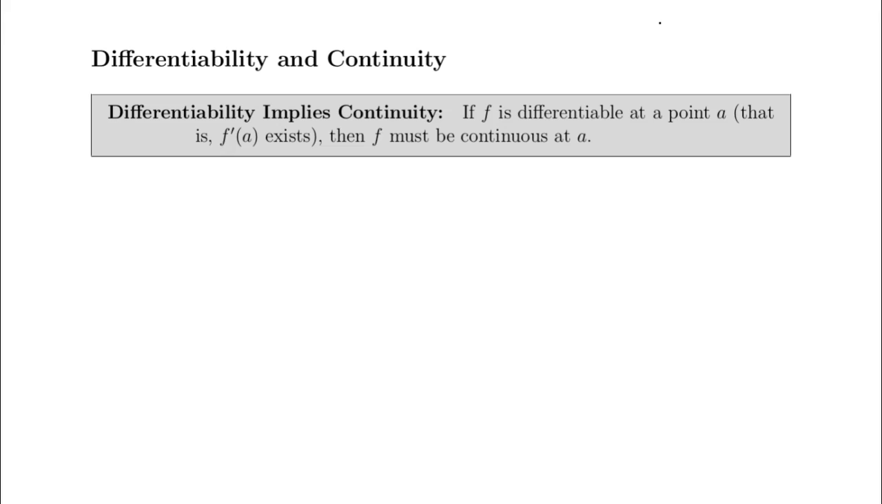We'll start off with differentiability and continuity. The big result here is that differentiability implies continuity. Remember, differentiable means that the derivative exists. So if f is differentiable at a point a, again, f prime of a exists, then f must be continuous at a. So if our function is differentiable at a point, we know it has to have been continuous at that point as well.